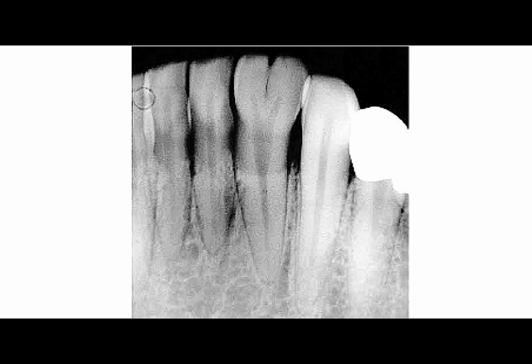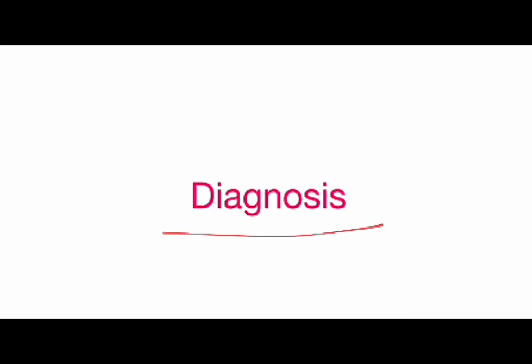This is a beautiful picture. Here you can appreciate the crown has invaginated into the tooth, which divides it into two teeth, and also you can appreciate the pulp chamber is also divided into two parts, but the tooth is single, so the radicular pulp is single.